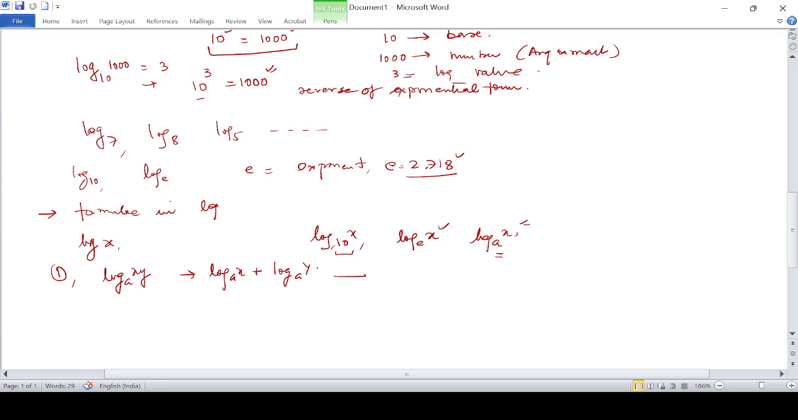So, it happens when we do this: log_a(xy) becomes log_a x plus log_a y, and even if you write log xyz, then what will happen? We will simply say log base a of z, or so many things. So, you have to add all those things.